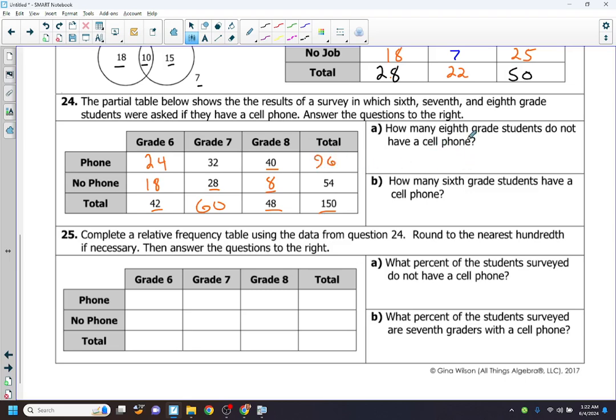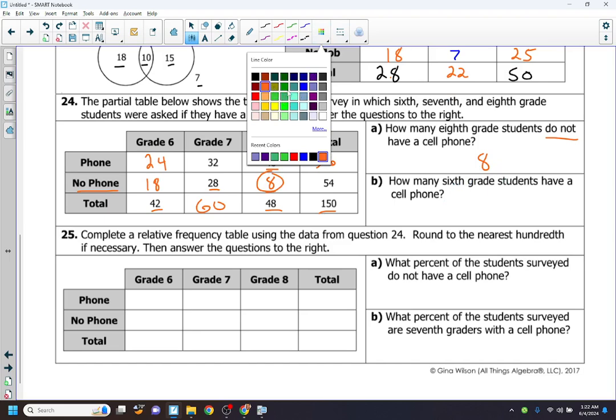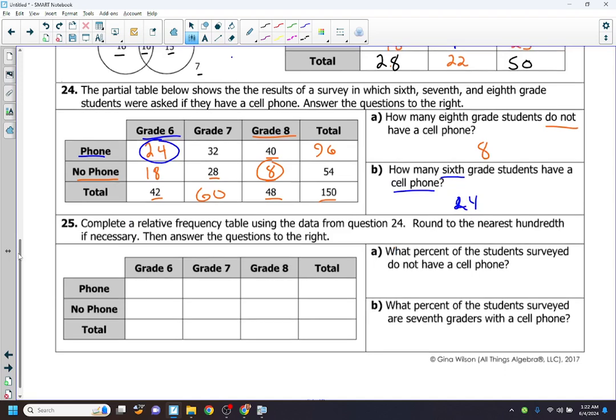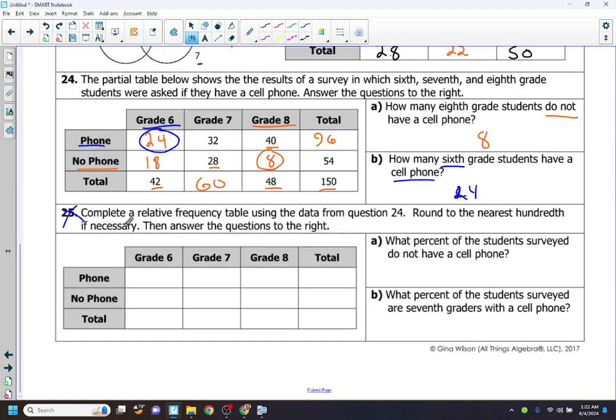Okay? So how many 8th grade students do not have a cell phone? So 8th grade students who do not have a cell phone, in this case is 8. How many 6th grade students have a cell phone? This must have been in the past, because there's too many people who don't have a cell phone. How many 6th grade students do not have a cell phone? Oh wait, have a cell phone, my bad. So 6th grade students who have a phone, that should be 24. You will not need to do a relative frequency table, so don't sweat that.